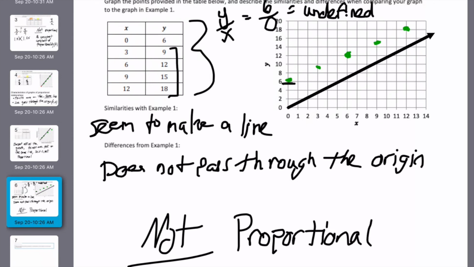And it's the same thing with the graph as well. It doesn't go through the origin. Even though it seems like all of the points would be on a line, it doesn't go through that 0, 0 point, automatically making it not proportional.